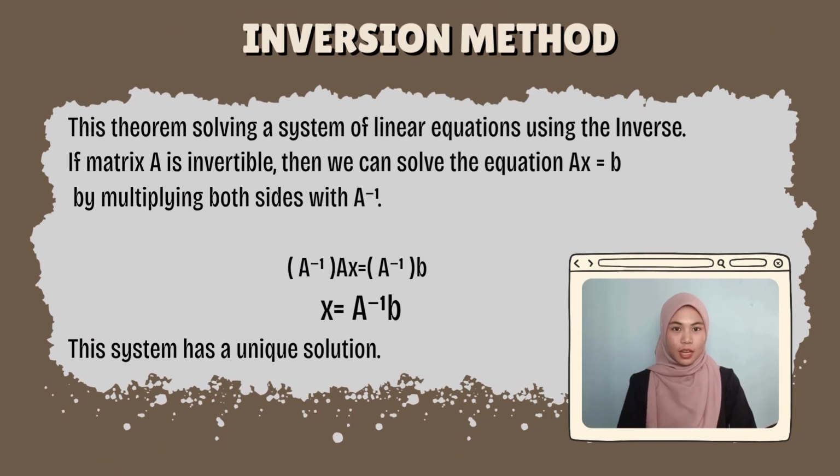So next, I will present to you the inversion method. This theorem solves a system of linear equations using the inverse. If matrix A is invertible, then we can solve the equation AX equals B by multiplying both sides with A inverse. It will be A inverse multiplied with AX equals A inverse B, and we will get X equals A inverse B. This system has a unique solution.